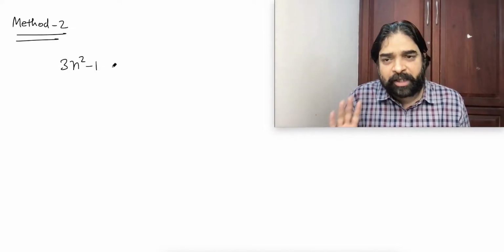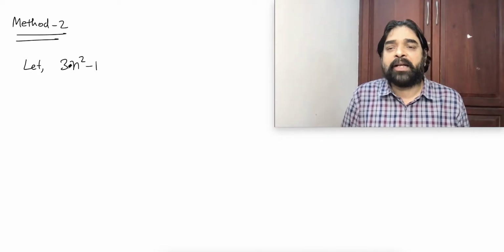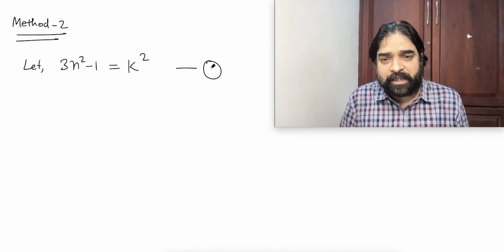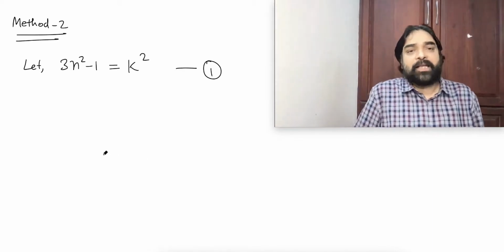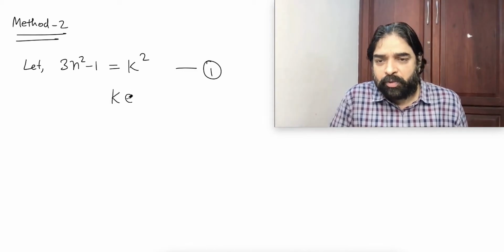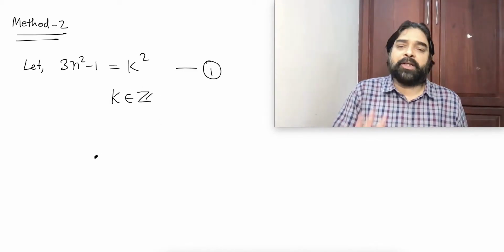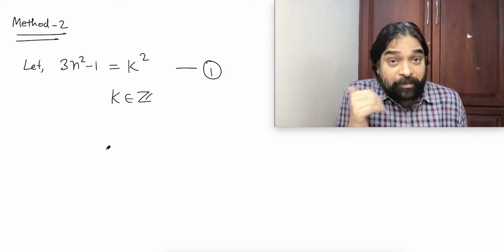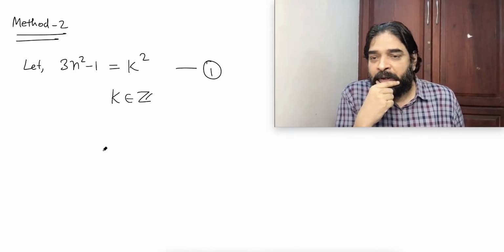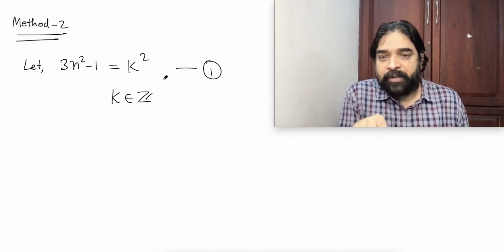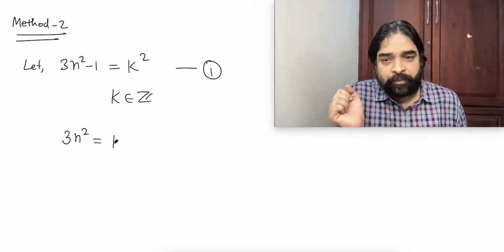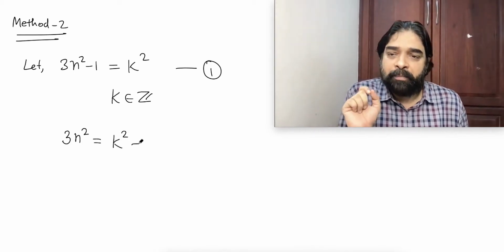I am going by the contradiction method, and I am assuming, let's assume 3n square minus 1 equals k square. This is my assumption 1. I assume this is the square of some integer, where k belongs to integers. This is my assumption, and I will try to prove it wrong. Shifting terms here, what will we get? 3n square is equal to k square plus 1.